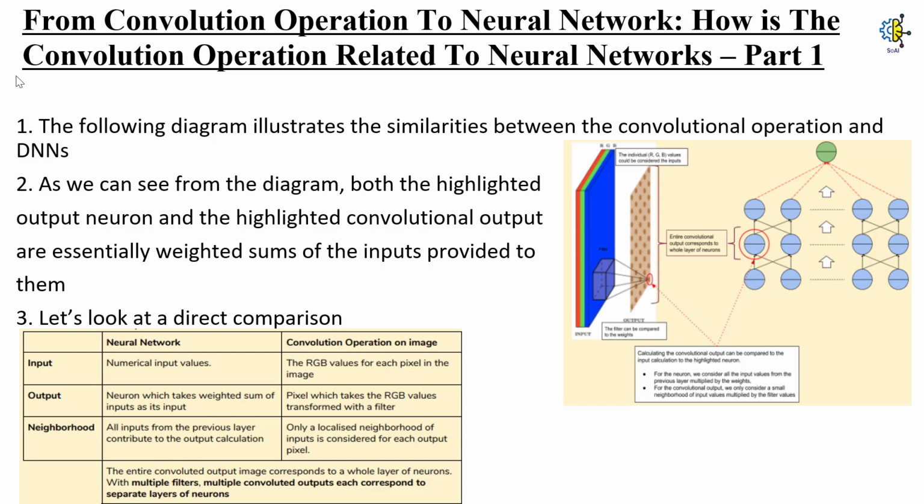And lastly, neighborhood. For neural network, all inputs from the previous layer contribute to the output calculation. But for convolution operation on image, only a localized neighborhood of inputs is considered for each output pixel. The entire convoluted output image corresponds to a whole layer of neurons. With multiple filters, multiple convoluted outputs each correspond to separate layers of neurons.